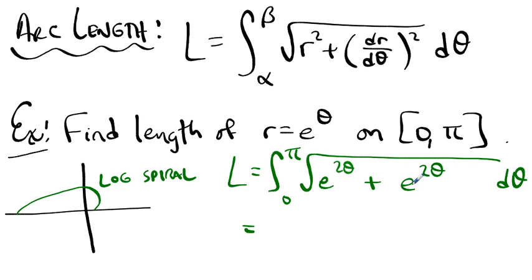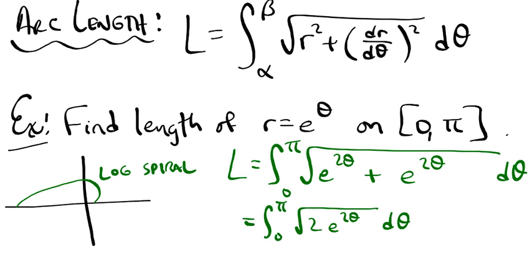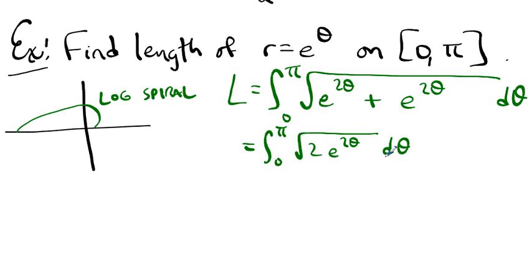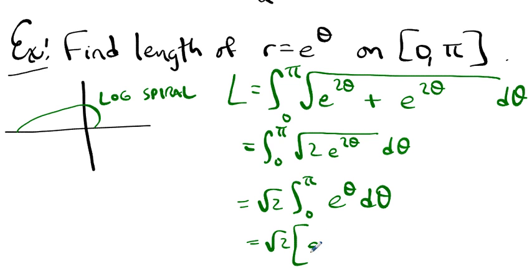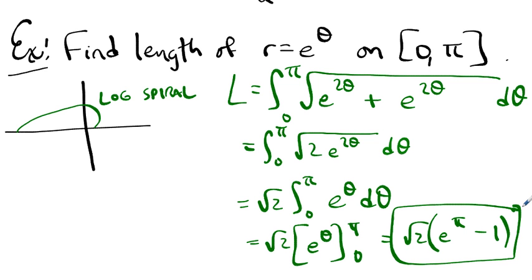So what is this? This is the square root of 2e to the 2 theta. Well, what is that? Well, you're going to take out the square root of 2, because nobody wants to deal with that, and the square root of something squared is just the something. And I know how to find that antiderivative. And I know how to sub and subtract. And I have myself an arc length.